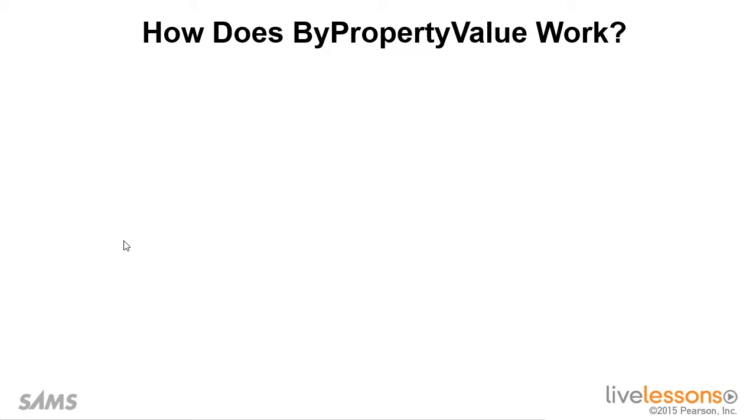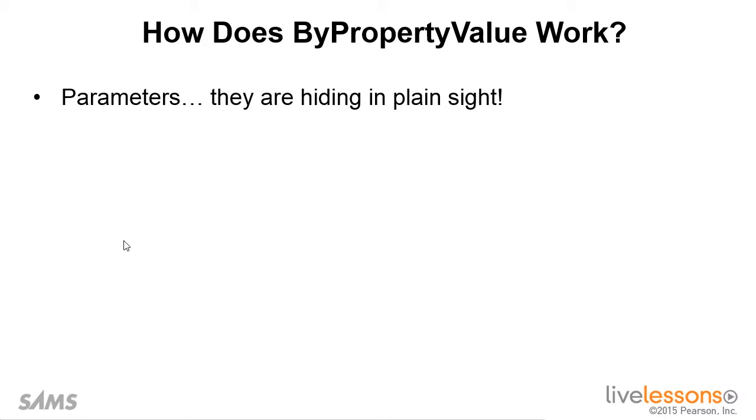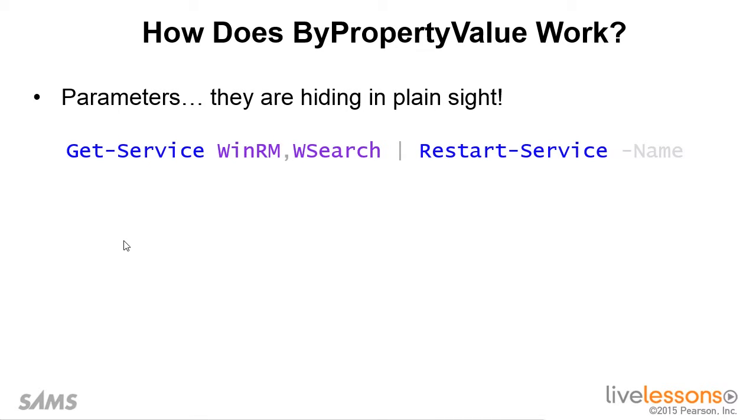So let's take a look at how by property name works. The trick is the parameters are hiding in plain sight. You'll see in this example that we saw on the last slide that Get-Service is piping the value that it receives to Restart-Service.